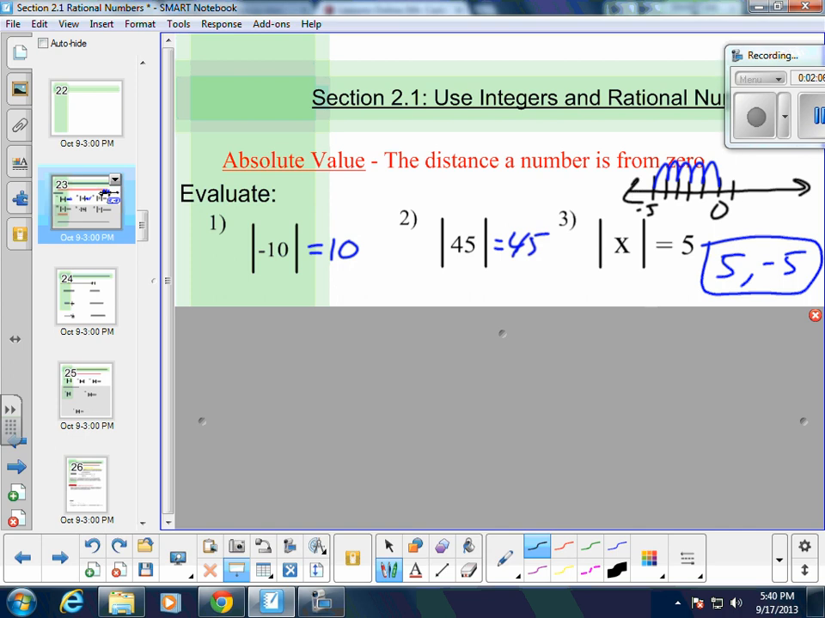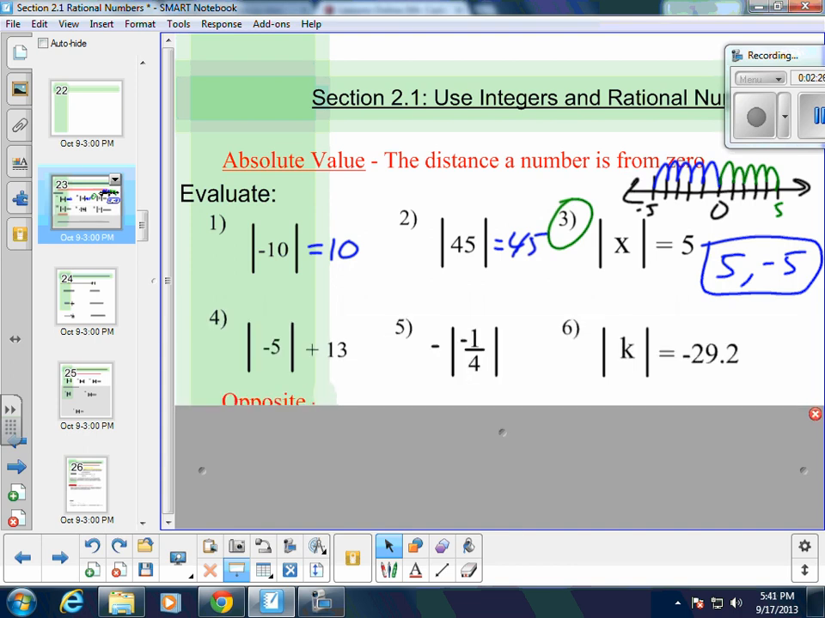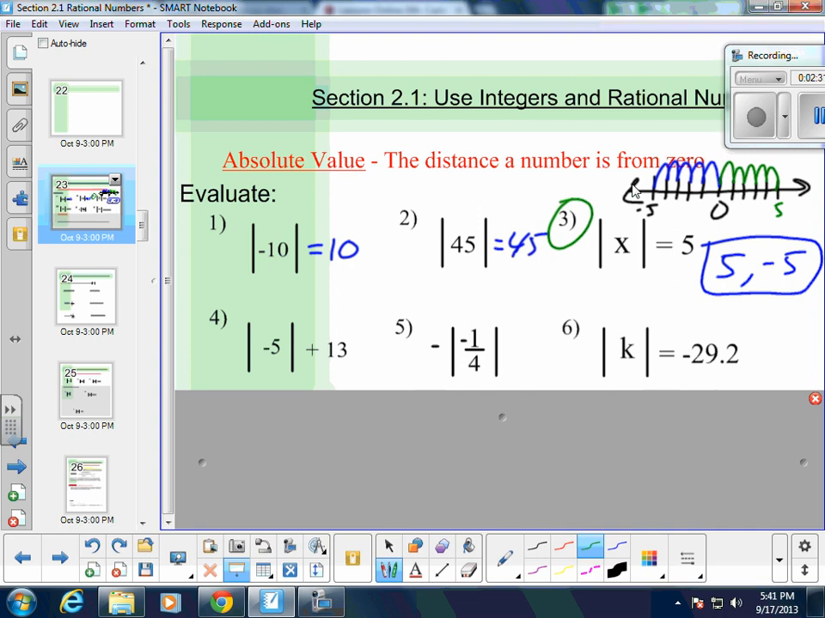The number +5, 1, 2, 3, 4, 5, also has an absolute value of 5. It's also 5 spots away from 0. So again, that's why this question number 3 had those two possible answers. But anytime I'm just figuring out the absolute value of some number, it's just the distance that number is away from 0.